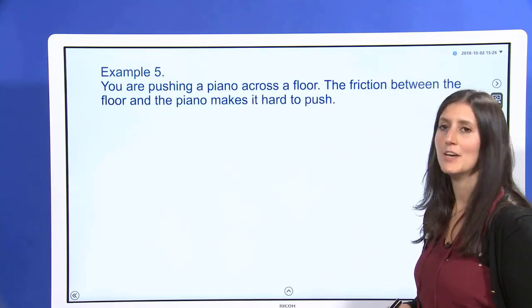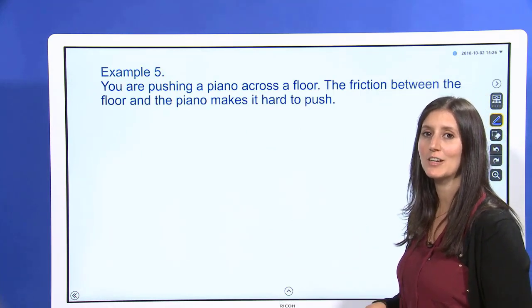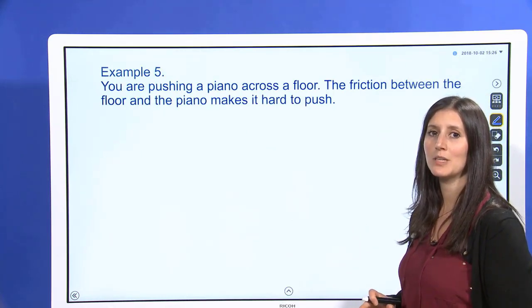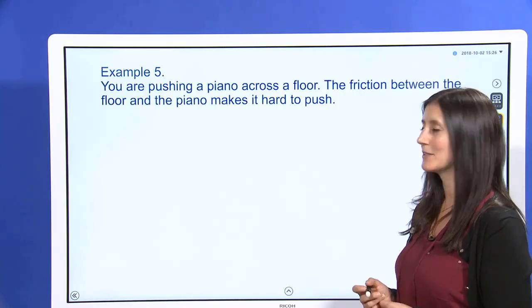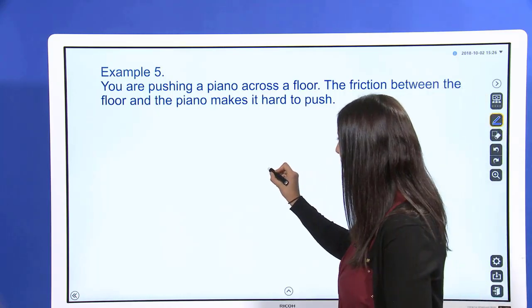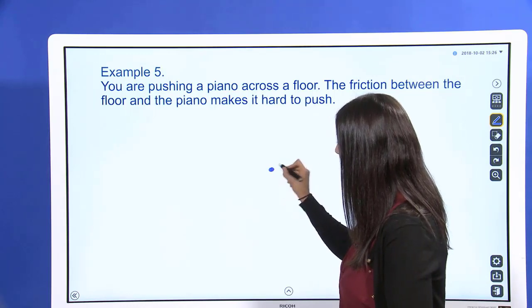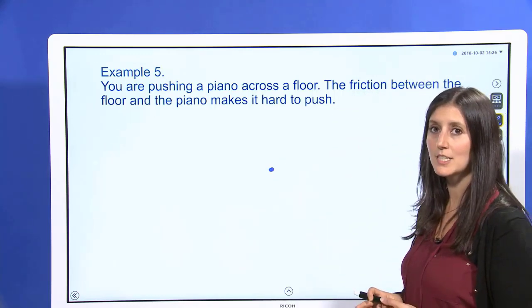Okay, example 5. You're pushing a piano across the floor. The friction between the floor and the piano makes it hard for you to push it. Okay, so let's draw a free body diagram. This time we're drawing the free body diagram of our piano. We're still going to represent it as a dot.